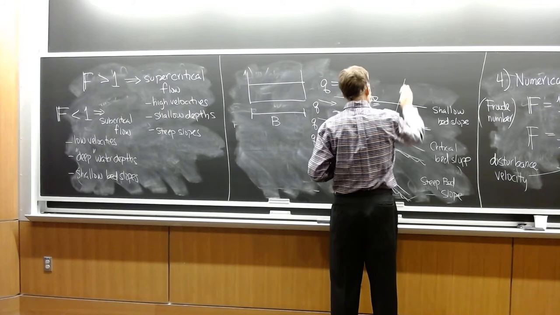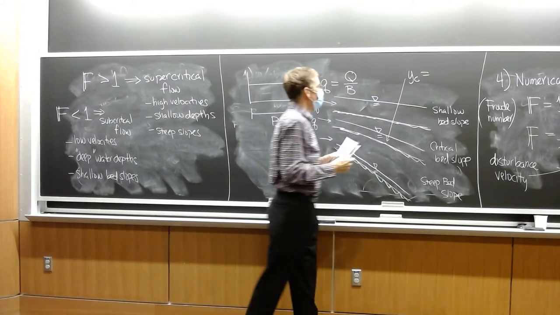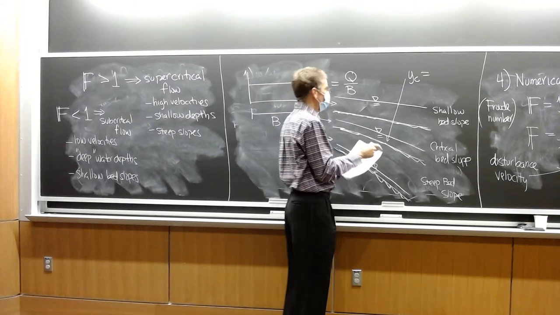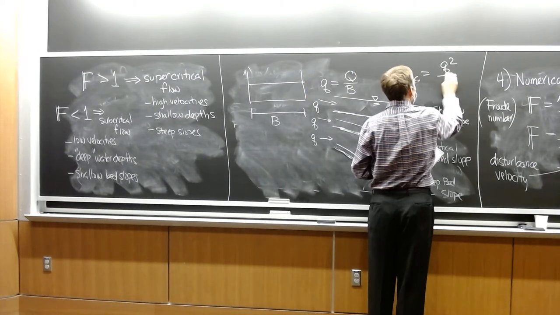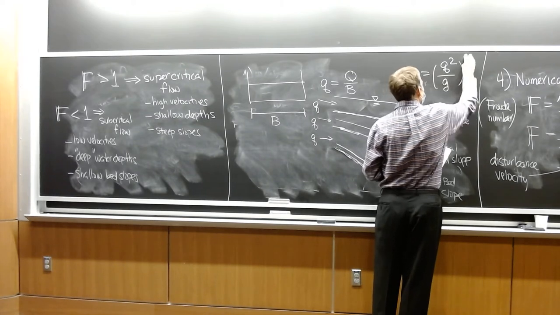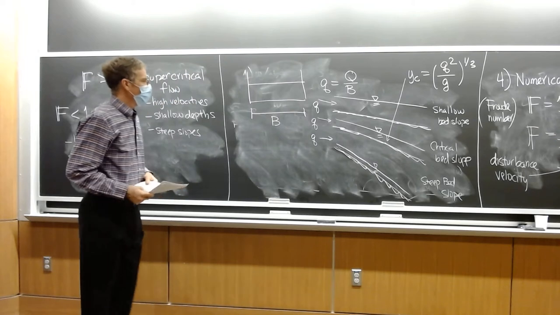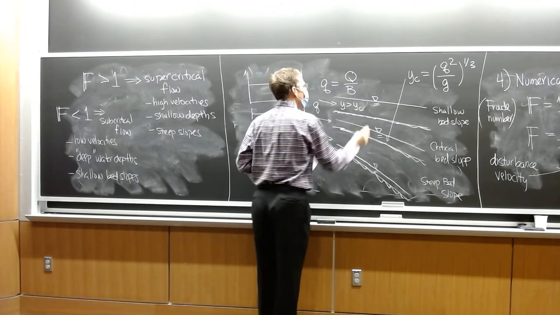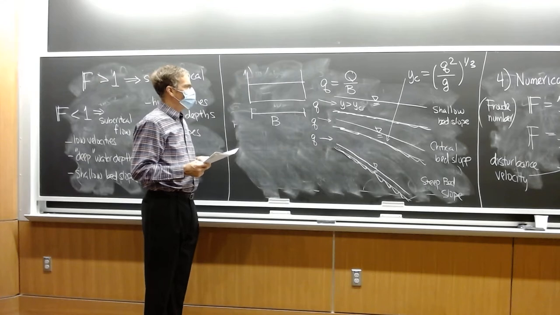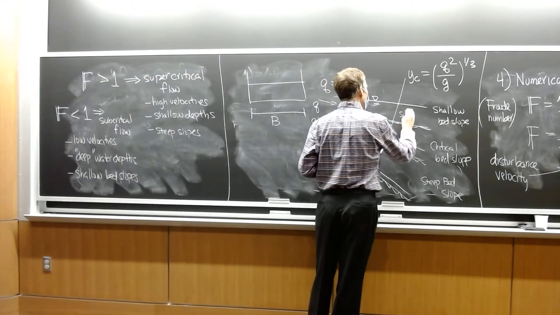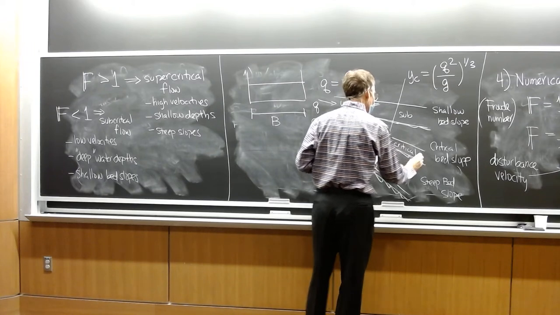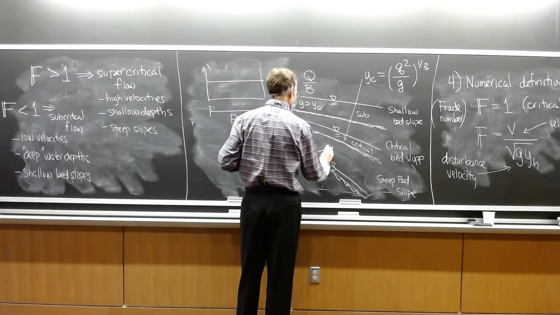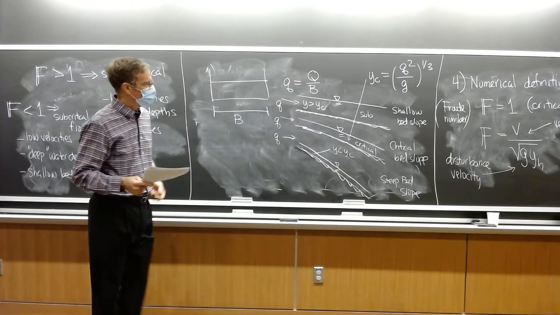And we can determine the critical depth, that is the water depth that produces a Froude number of one and critical flow. So in the subcritical cases, the water depth is greater than the critical depth, and for this case, the water depth is less than the critical depth. Right, let's do an example.